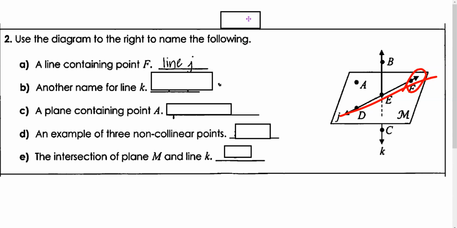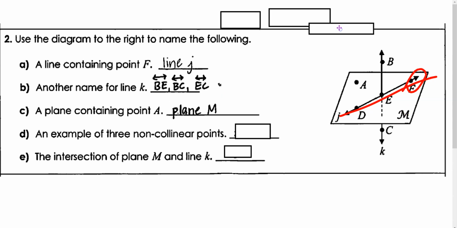Another name for line K, well, if we look at line K, we see it has CE, EB, BE, BC, CB. All those are different options. A plane containing point A, so we see that that is on plane M, plane M.